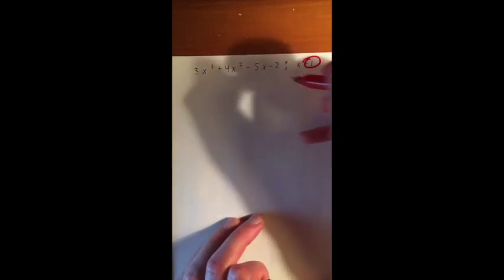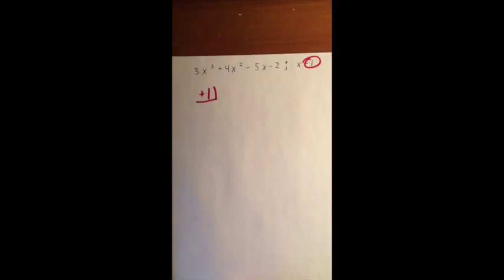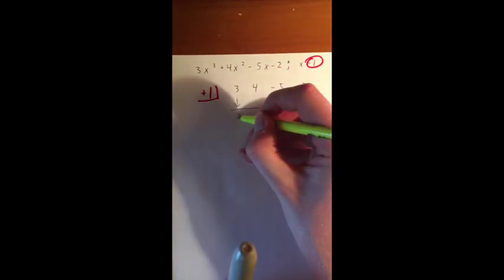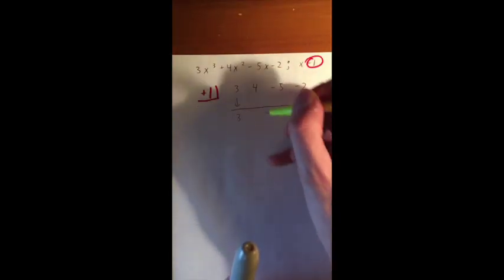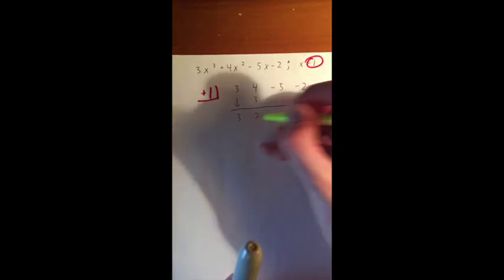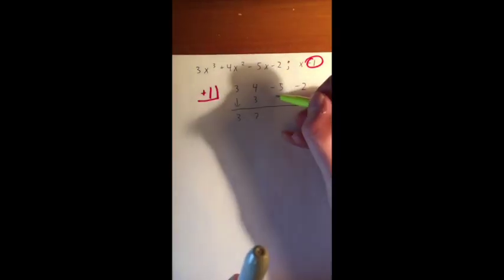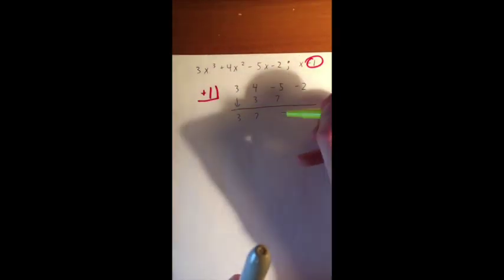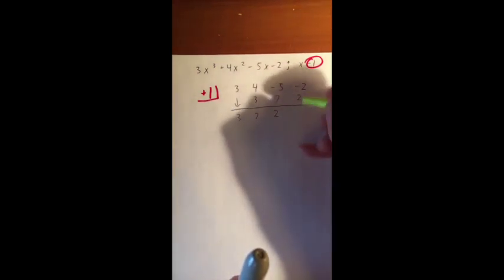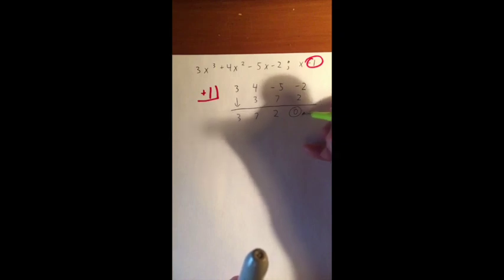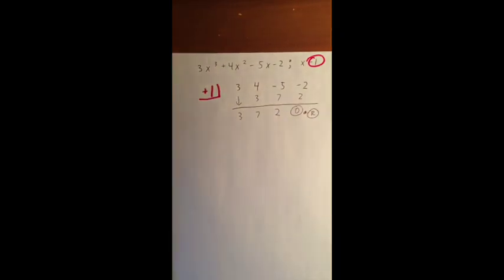Remember, switch the sign, so a positive 1 in the box, and I'll write my coefficients out here, okay? All right, drop down the 3, multiply the 3 times 1. Well, 3 times 1 is a 3. Add down. 4 plus 3, 7. Keep on going. 7 times 1 is a 7, right? Add down. That'll become a positive 2. 2 times a 1 is a 2. Remember, our remainder should be 0. And look at that. Happy little 0, all right?